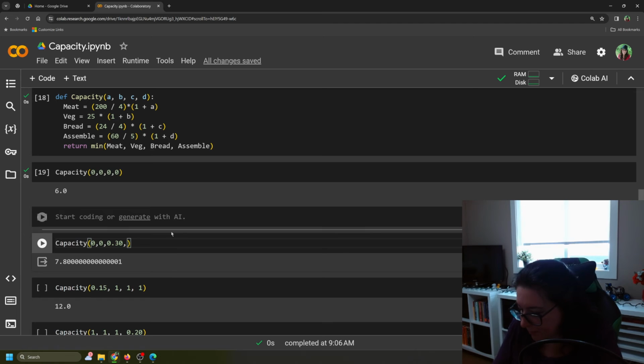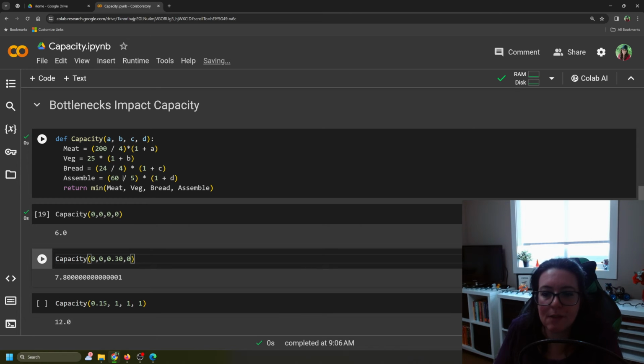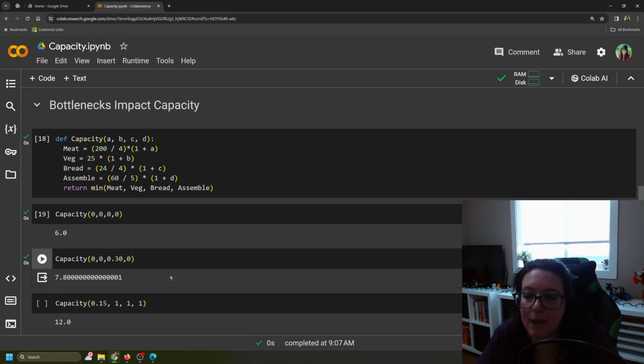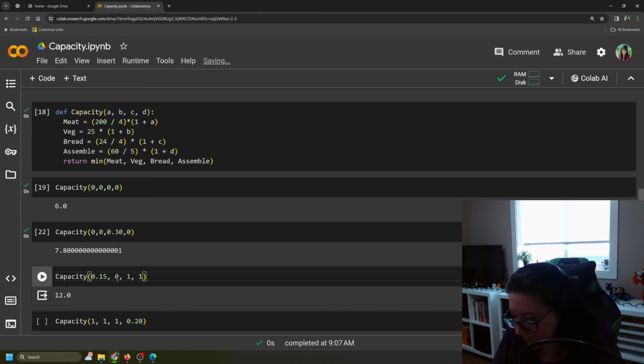So what if, for example, we did not change the meat, so we're adding 0 in terms of our efficiency. We're adding nothing to the veggies, okay? But what if we can do a 30% increase in the bread? So if we can do a 30% increase in the bread, we're making our C value 0.3, so we're adding 1 plus 0.3, 1.3 times the current method to see if that changes our capacity. The rest we'll leave at 0. We can see that that creates a scenario now where we can produce 7.8 sandwiches per hour. And you can play with other scenarios.